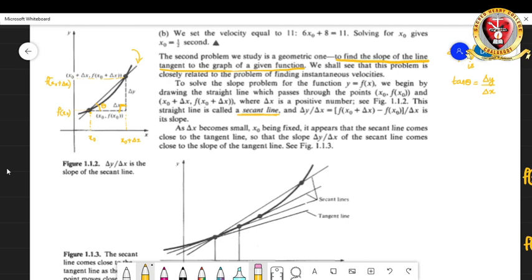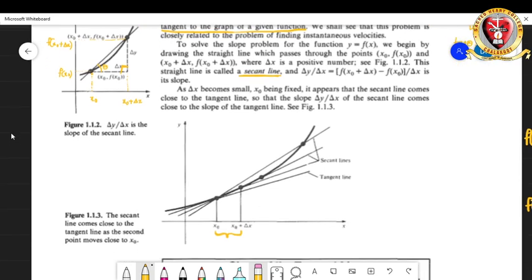Now what we are going to do is make the distance between this x naught and x naught plus delta x very close. So look at this diagram. Here you know that this is x naught, and this is x naught plus delta x. You're going to make this x naught plus delta x go closer and closer to x naught. So when we try to draw secant lines, at first, suppose x naught plus delta x was here. The second time, we are making it closer, moving it closer and closer.